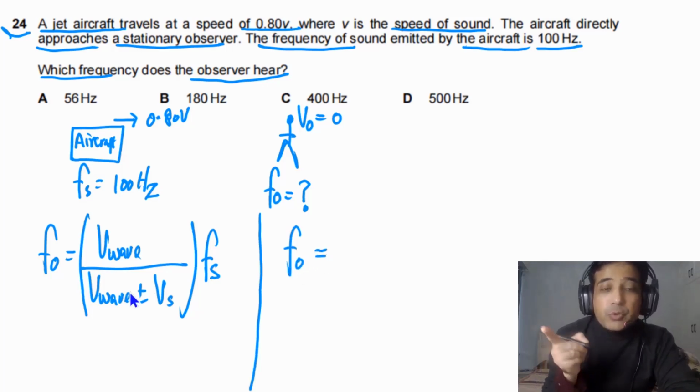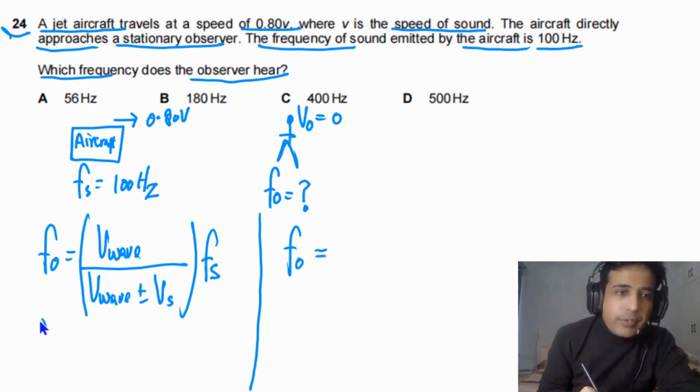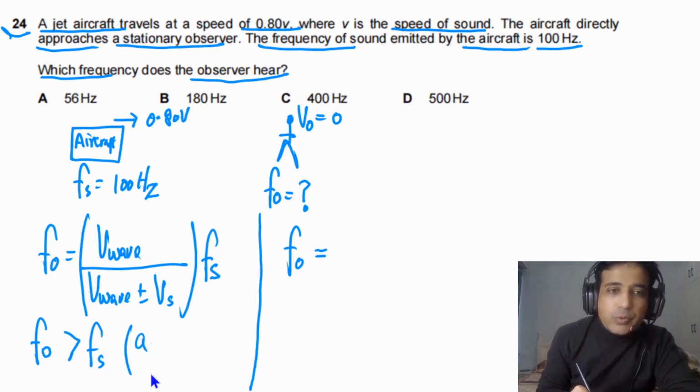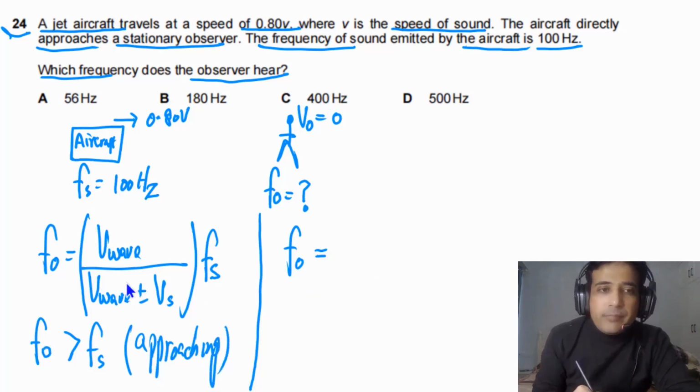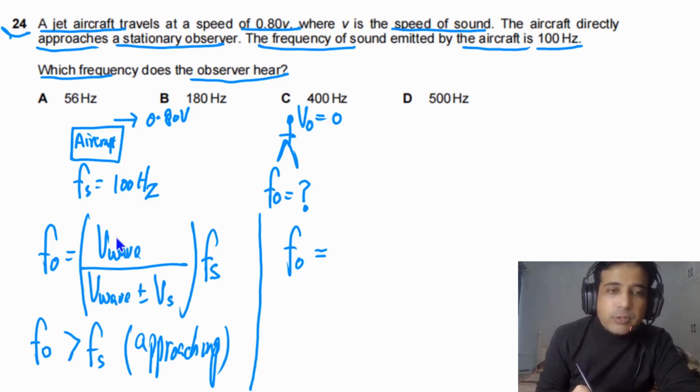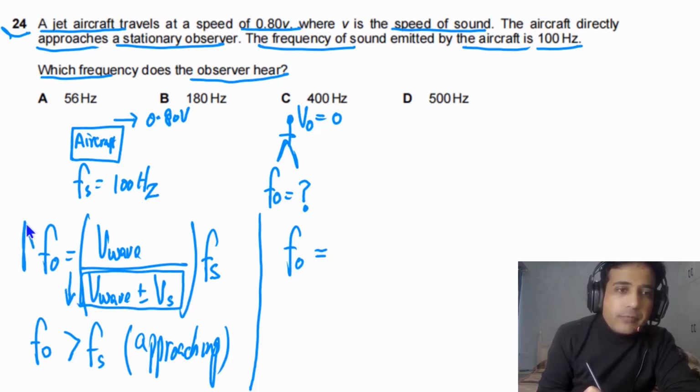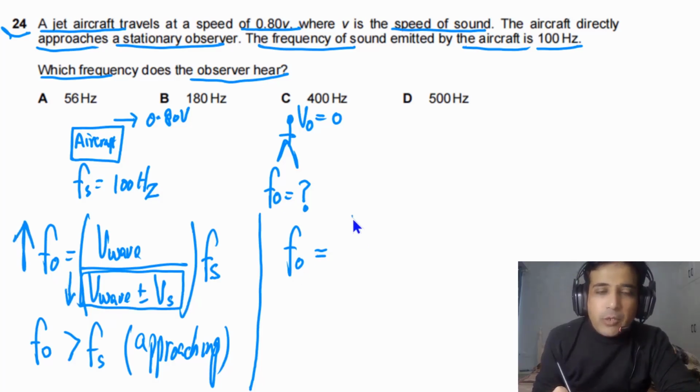In this case, the source is approaching. So let me write it down as source is approaching. So f naught has to be greater than fs because the source is approaching. So now you can choose whether it has to be a negative sign or a positive sign. f naught has to be greater, so this one has to be a negative sign, because this denominator has to be smaller than the numerator. This has to be smaller, so this one will be higher. If this denominator is lower, this one will be higher. So now we can simply plug in values.